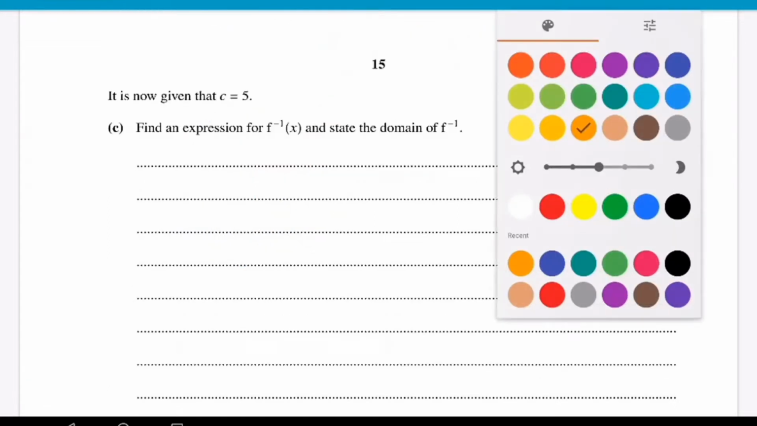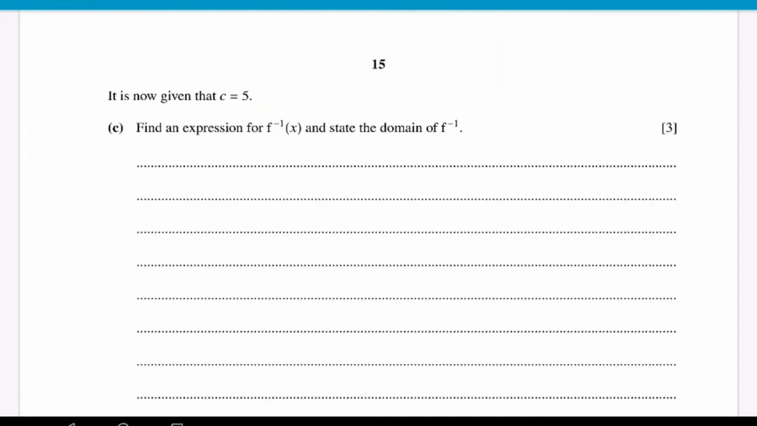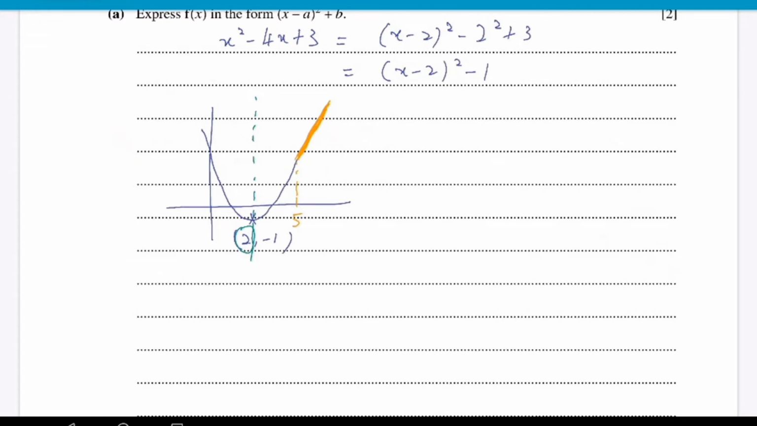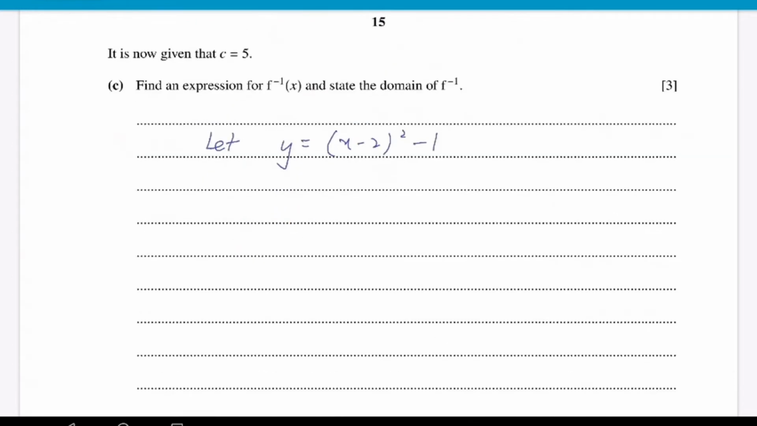So when we want to find the f inverse, it's the same thing. We let the y be the function just now. Correct or not? Let me check. Okay, yes. So just rearrange it. We get x minus 2 squared is y plus 1. For x minus 2, we need to take the plus and minus of the square root. We only decide later.